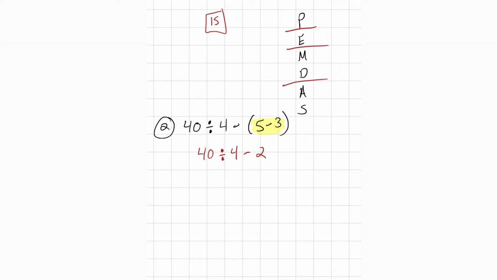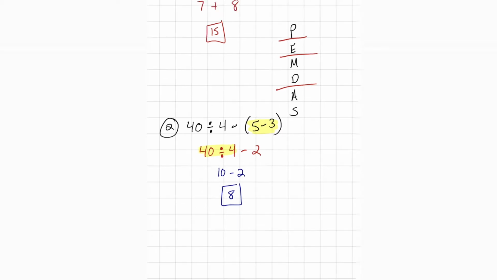Then we move on to multiplication and division. Do I have multiplication and division? Yes, I do. It's right here. So now that I have noticed my multiplication and division, I have 40 divided by 4, which is 10. Rewrite the rest of the problem. That gets me down to one simple operation, 10 minus 2, which is 8. And so again, even though the problem's a little longer, by following order of operations, I'm able to solve it.